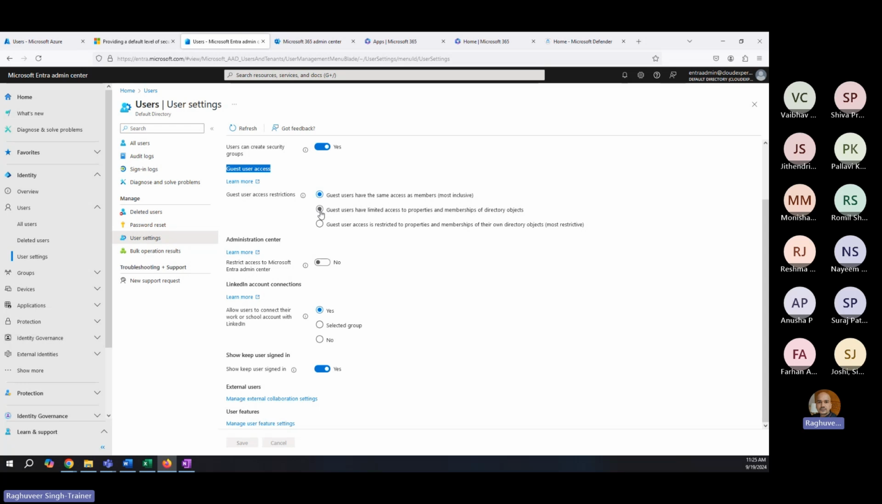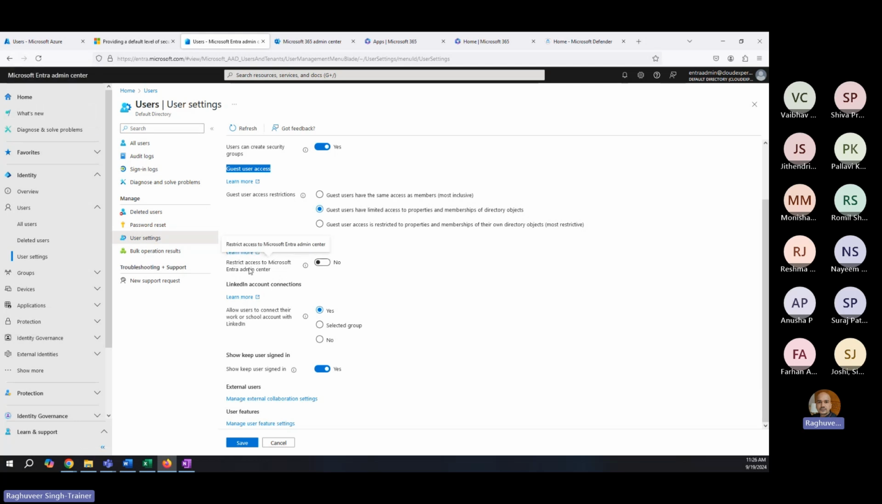In most organizations, we go with the second radio button, the mid-level of restrictions, where the guest user will be provided access. However, their access will be limited to certain aspects. So that's what we do. Next, administration center, which is restrict access to Microsoft Entra Admin Center. This is a new capability which they have added with the Entra Admin Center.